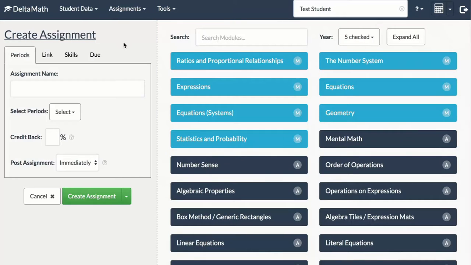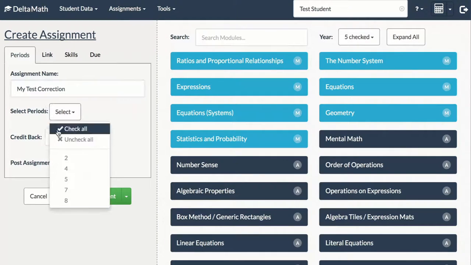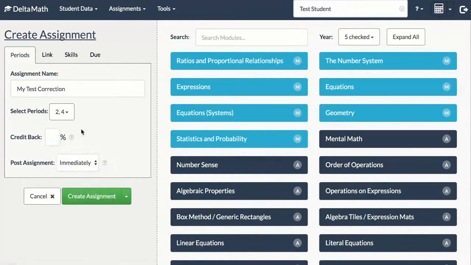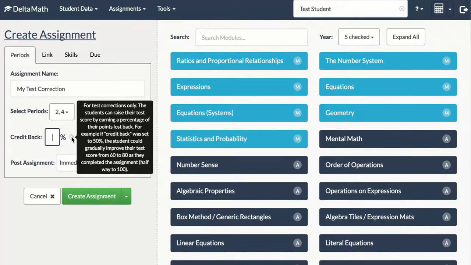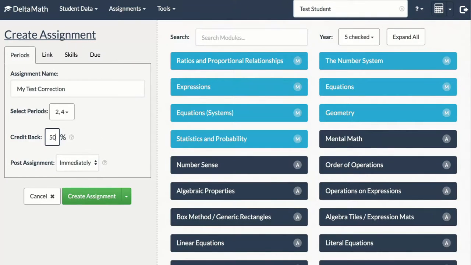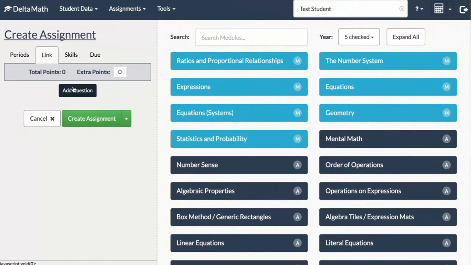So create test correction. So my test correction, and let's say for periods 2 and 4, and percent back, you could leave a 0 in there, but if we do 50% back, that would mean a student can raise their test score and they'll see their test score going up as they solve it. So if they got an 80, they can get half of the points they lost back. So half of 20 is 10, so they could go from an 80 to a 90 if they got 100% on the assignment.